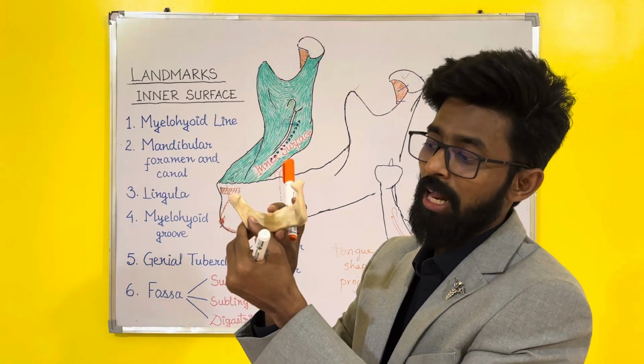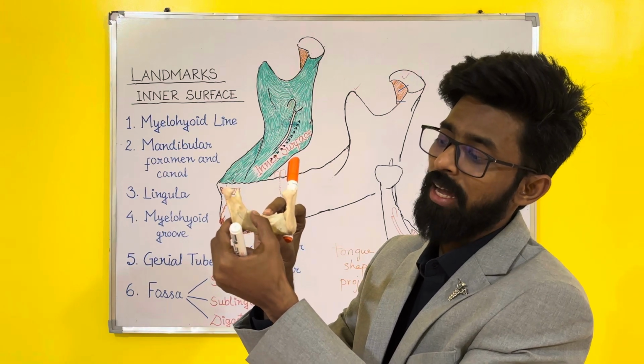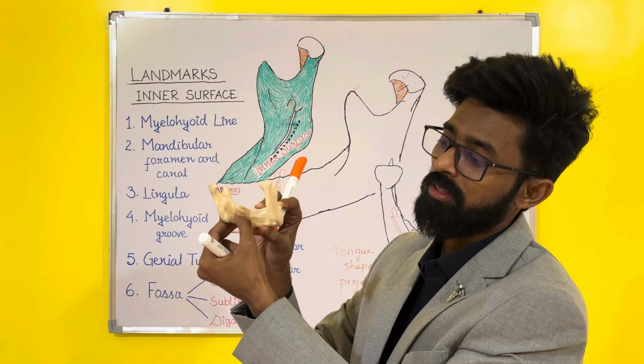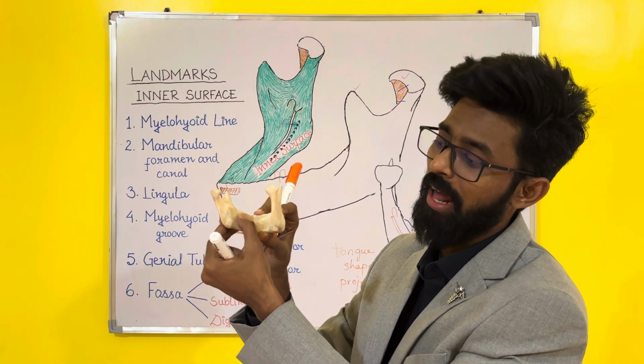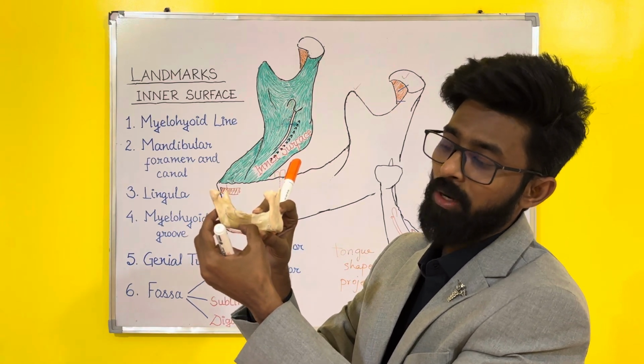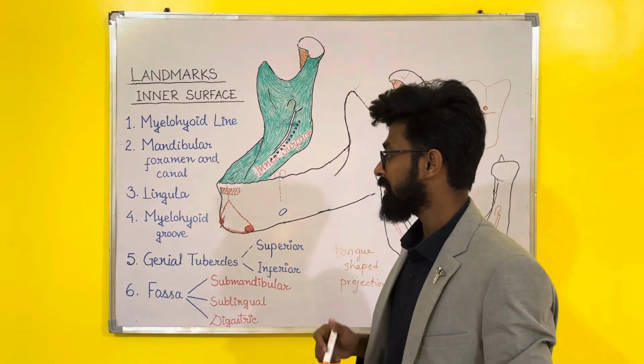Okay. Mylohyoid line is something which is running downwards, obliquely, forwards, and below the third molar teeth. This is the third molar. Below the third molar teeth, this groove is called the mylohyoid line. Mylohyoid line, mandibular foramen and the mandibular canal, and this is the lingula. Okay, now there are three fossa.